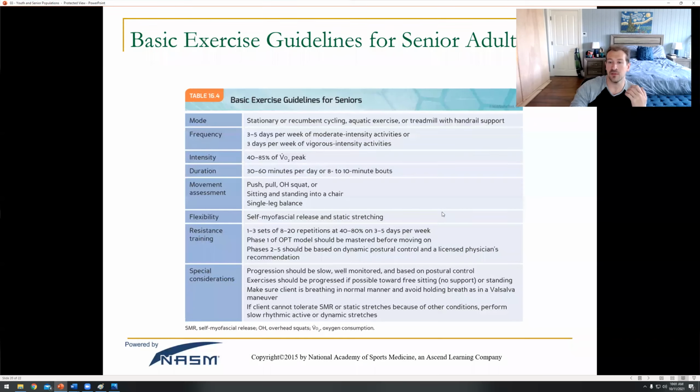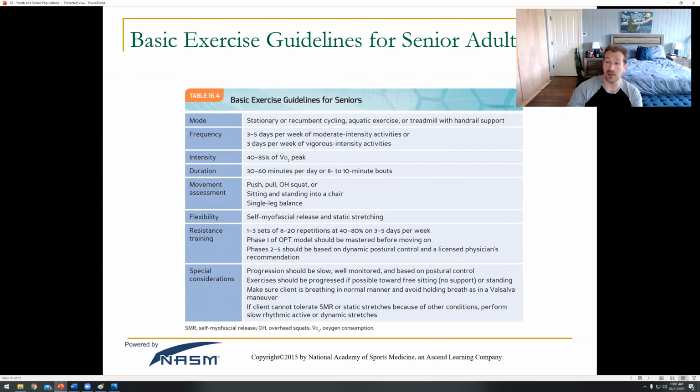And then single leg squat, probably not super appropriate. So instead we do a single leg balance. Although I will say if I've got a senior who can do a single leg squat, I'll make them do it. I'll totally break that rule if they can. But generally most of them will just do a single leg balance.